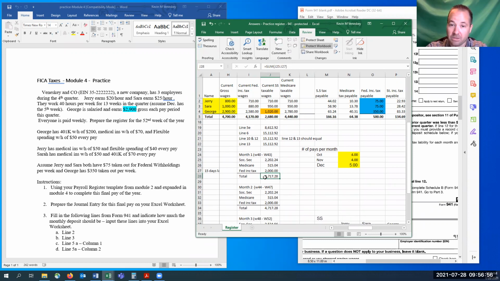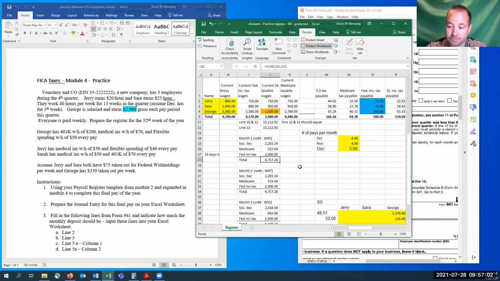That's what would have been due. That's why you calculate it, to see what you would have paid. You're going to notice that month 2 is going to be the exact same. They have the exact same number of weeks and nobody hit the cap. So it's going to be the exact same.